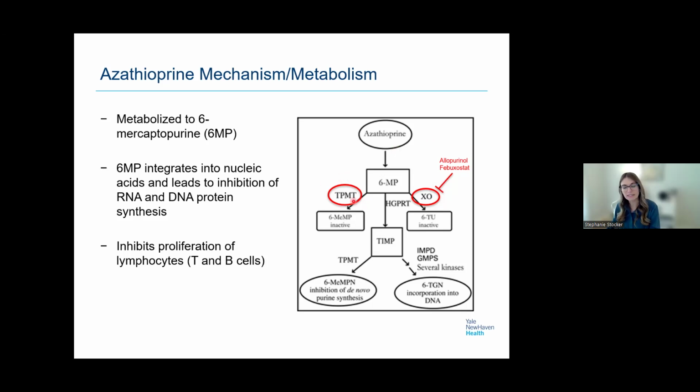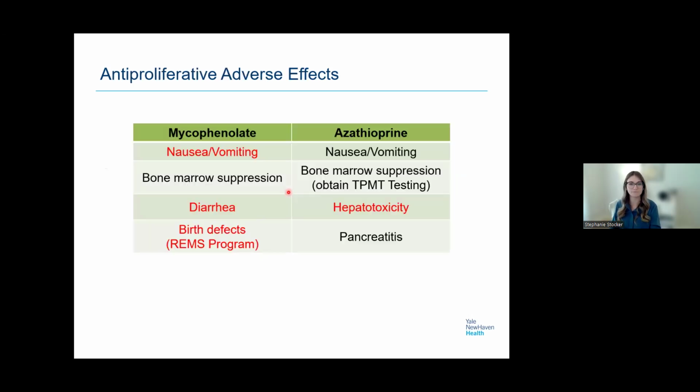And then TPMT is another really important enzyme in metabolism, and this we can actually check the activity of. So patients that are TPMT deficient or have lower TPMT activity, again, you're going to have the metabolites pushed down a toxic metabolic pathway. And so they're at much higher risk for the adverse effects and toxicities that come with azathioprine. And so this is something that we can actually check and we can monitor before we start patients on it.